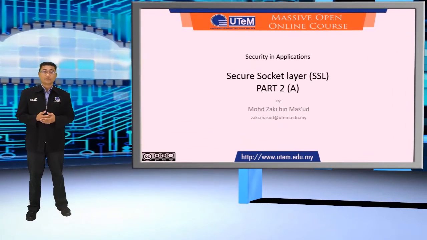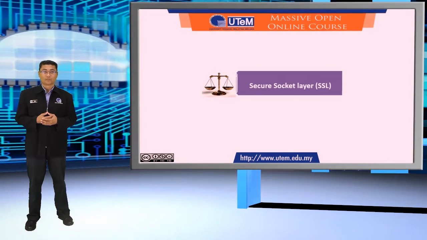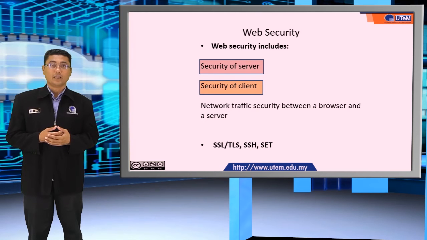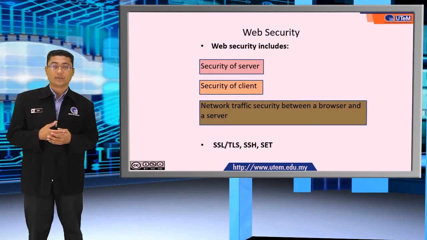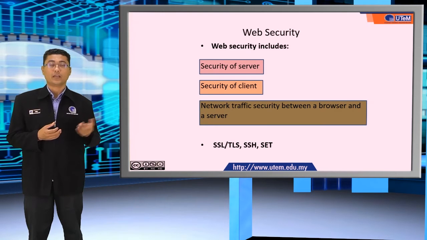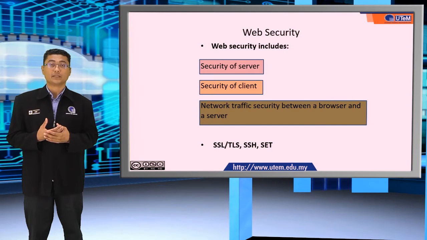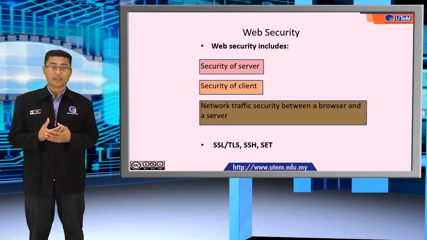I will be your instructor for this part 2 of topic 7, Secure Socket Layer, SSL. Web security includes the security of the server, the security of the clients, and the network traffic security between a browser and also a server. This is where we have the SSL, also known as TLS, and some of the applications are SSH and also SET.